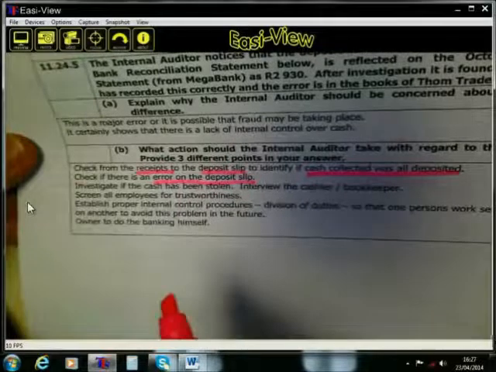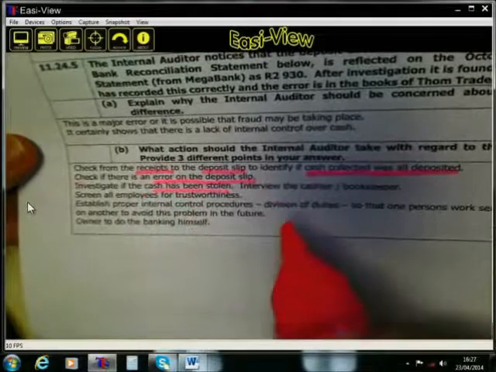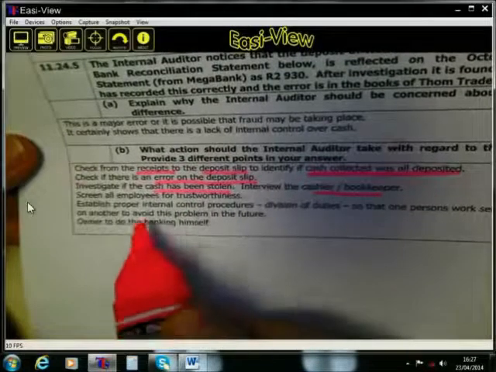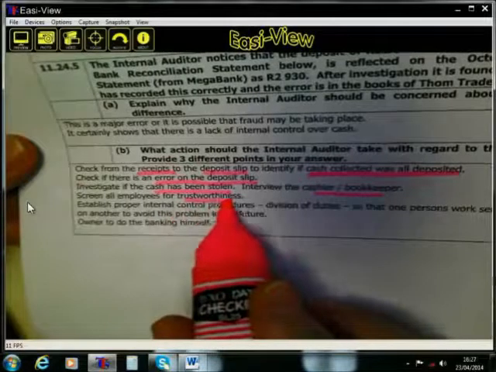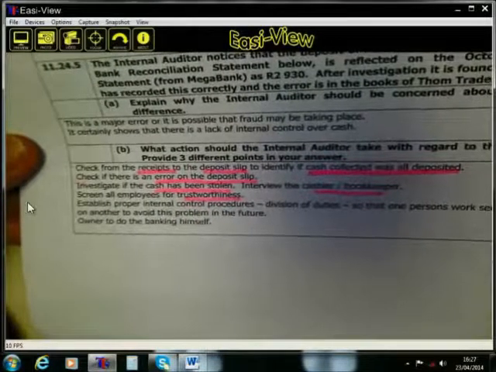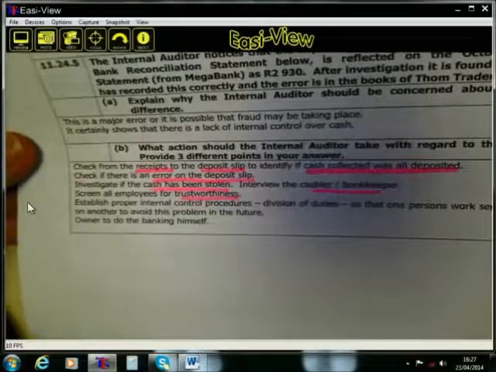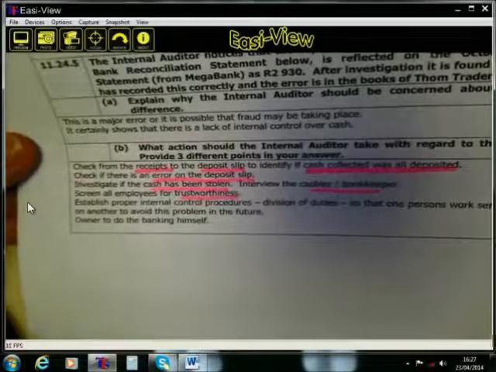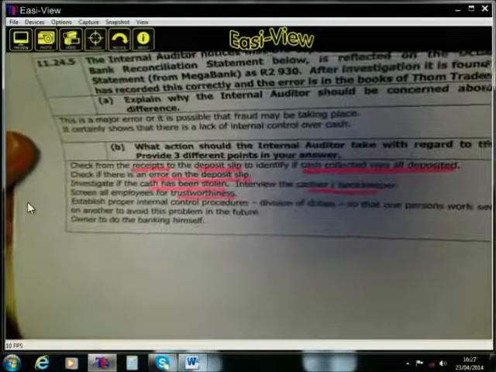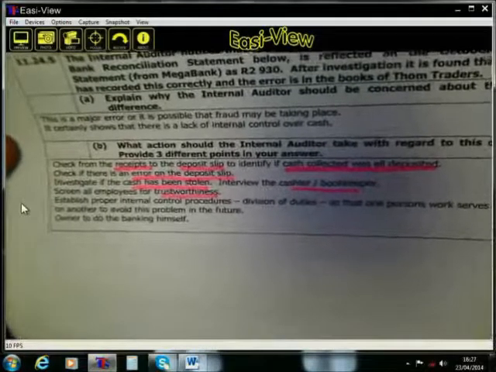Investigate if the cash has been stolen. Interview the cashier or the bookkeeper. Screen all employees for trustworthiness. Because there's 10,000 Rand in this CRJ, it can be a normal mistake. It's not necessary to be fraud or theft or something like that. It can be only an error, but you must make sure why is there an error.